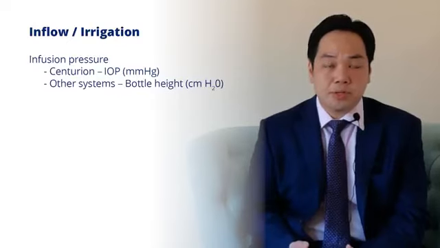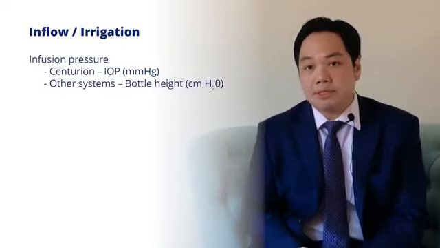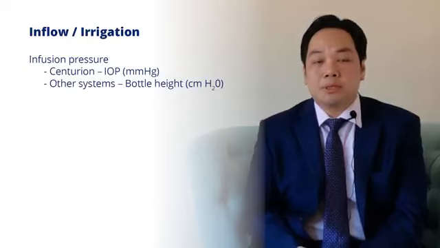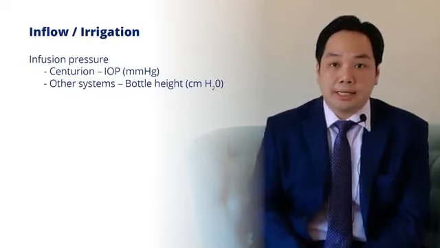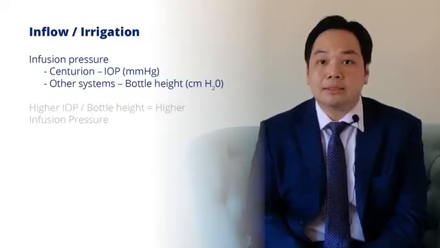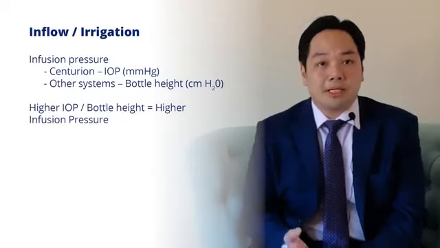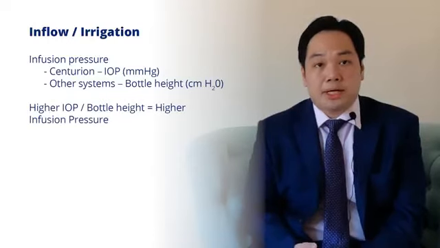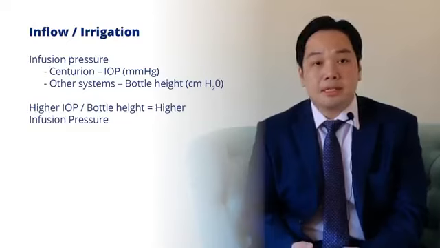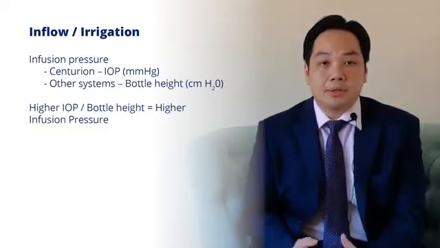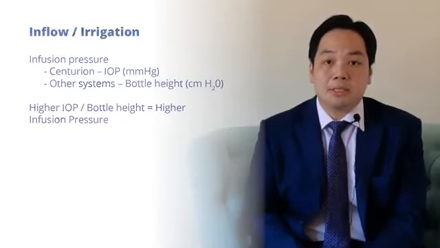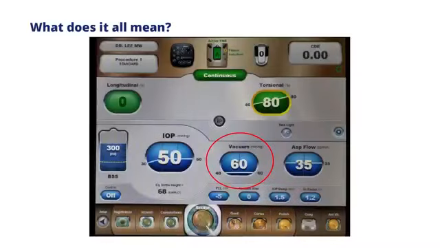And in the Centurion, we talk about IOP in millimeters of mercury, but what we could be conventionally used to is the bottle height or centimeters of water. And higher IOP or higher bottle height would equate to a higher infusion pressure. That would make sense. There's more water coming into the eye to inflate the eye and maintain stability. So we move on to what's highlighted here.